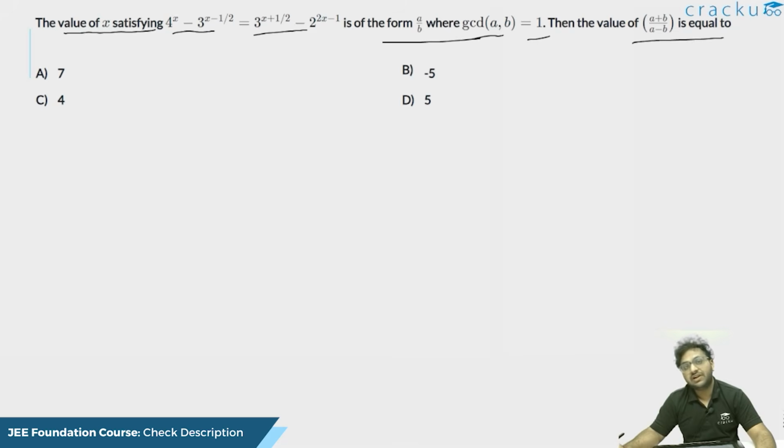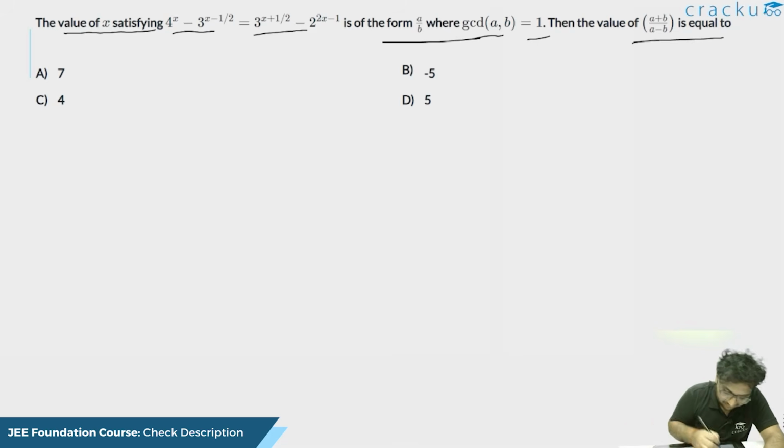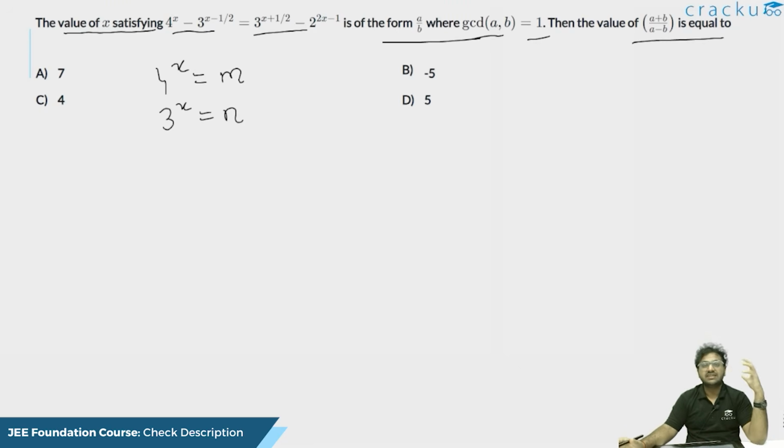So what I will do in this question is let 4 to the power x be m, and 3 to the power x be n, so that it becomes easier for me to solve the equation. Otherwise, we would have to write 4 to the power x and 3 to the power x continuously. I will use m and n, simplify this equation, and then replace them again with 4 to the power x and 3 to the power x.